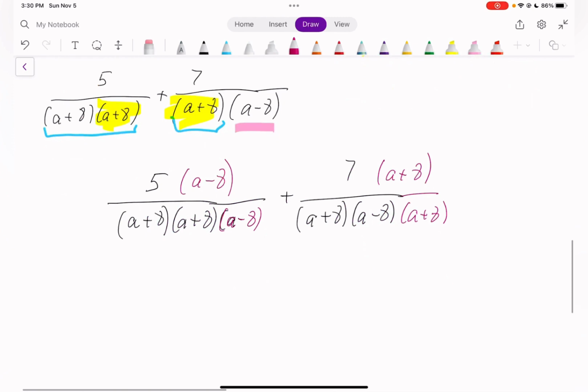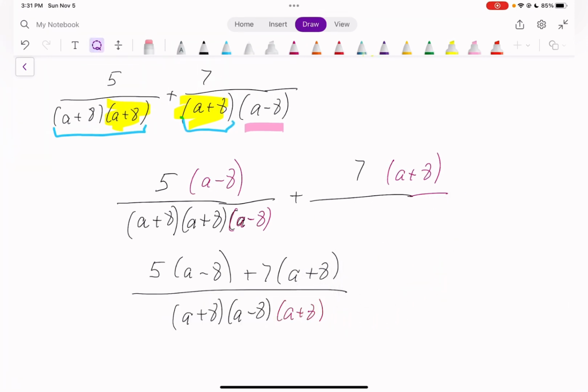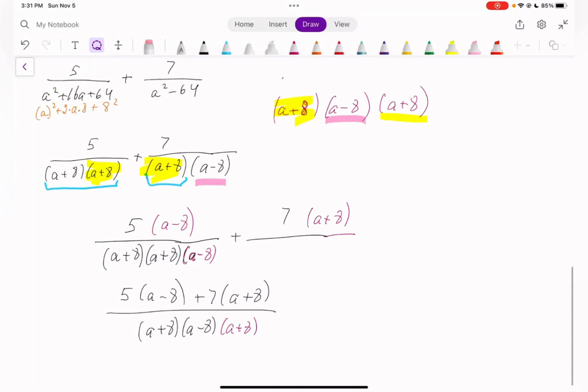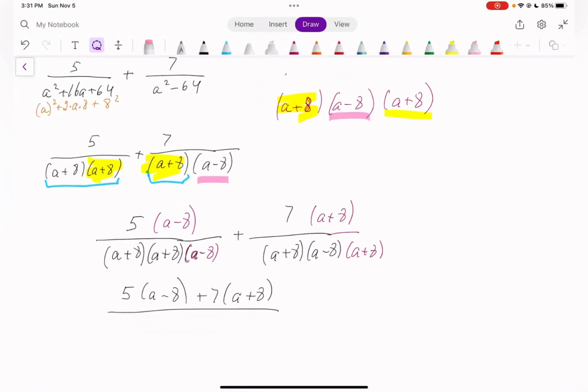Okay, let's go for multiplication. 5 times a minus 8 plus 7 times a plus 8. And here at the bottom, we have same denominator. Copy and bring it here. I love this copy. Make my life easier. It moved. Hold on. I didn't mean to move. I wanted to copy. There. All right, let me write down and move on.